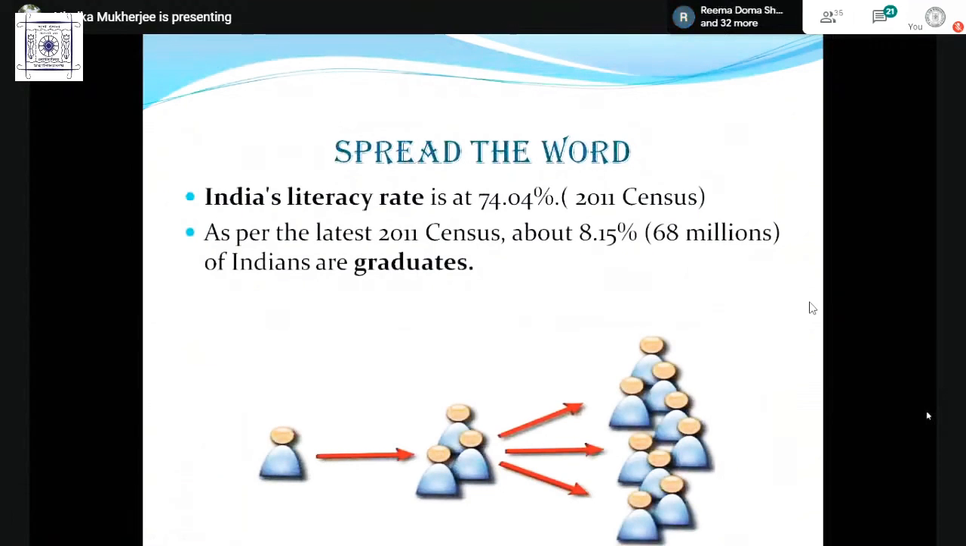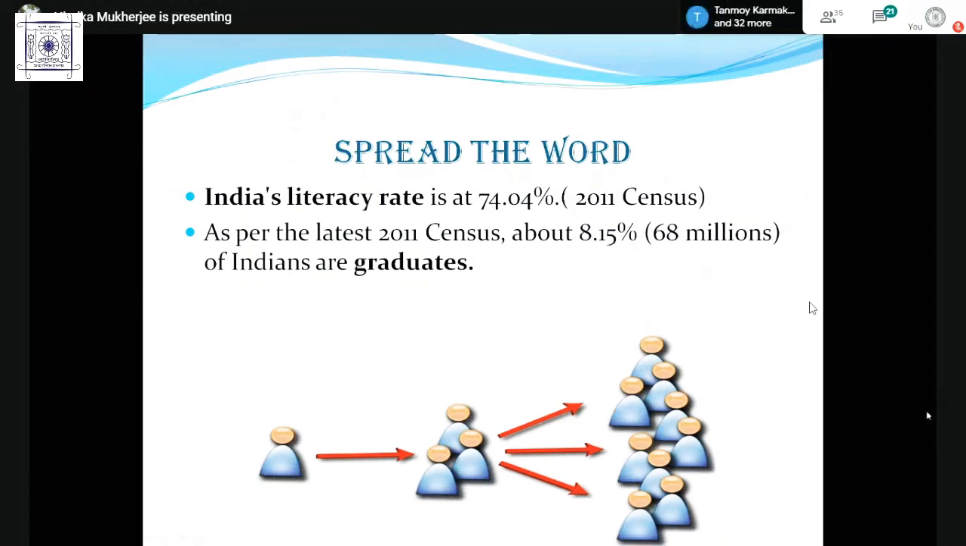And lastly, the role of the Eco Club would be spreading the word, because India's literacy rate is around 74.04% as per the 2011 census. The students who are studying in colleges are really fortunate to be going to college, because there are lots of students who cannot even go to college and get the education which you all are getting. So you can know about the harmful effects of plastic, the harmful effects of ozone layer depletion, and you all know.